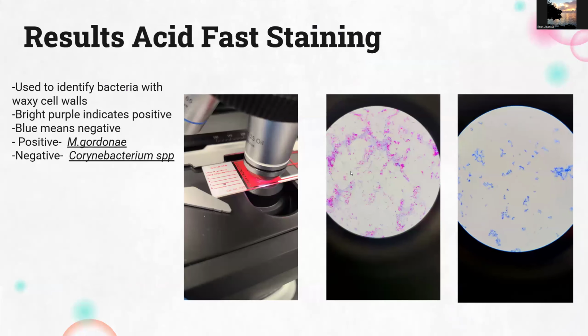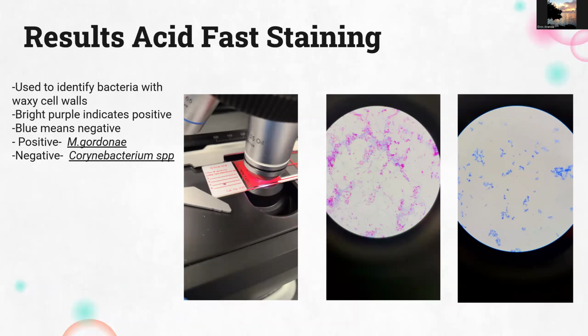And for acid fast staining, interestingly enough, the instructions say we use K. pneumoniae for this one, but in reality, the prepared slide had M. gordonii and Corynebacterium. The biggest thing for acid fast staining is it tells you if you have bacteria with waxy cell walls. There are only going to be two outcomes. Either you have bright purple, which means it's positive, so you do have waxy cell walls, or it's blue, which means it's negative, so you don't have waxy cell walls.